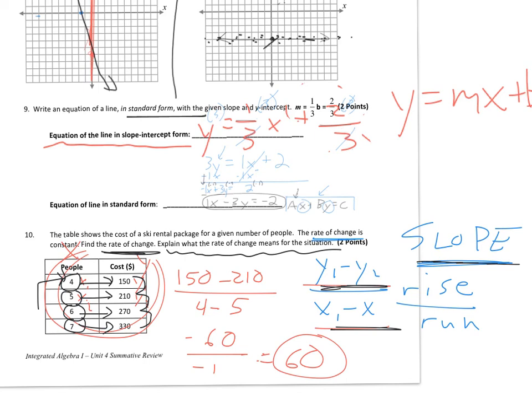It's changing at $60 per person. So when it asks you to explain, what you'd write is a quick blurb that rate of change means that for every person being added, $60 is being added to the cost. That's what the rate of change means for this problem. Now I'm done with page 3.